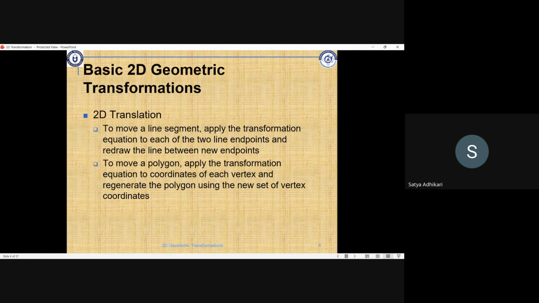So this is your basic translation, where we change the position, the location only. You are able to change the position of a point. We are also able to change the position of a line. Also, we are able to change the position of a hexagon or polygon.